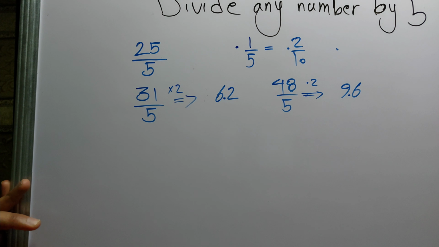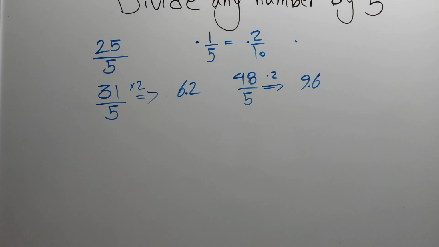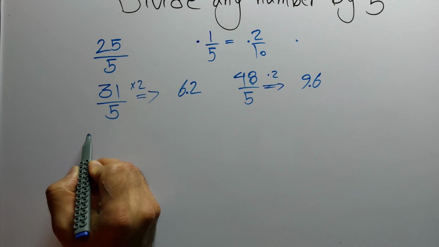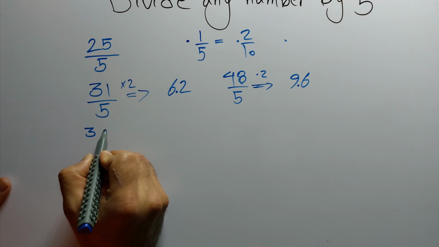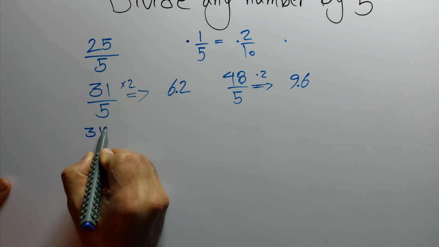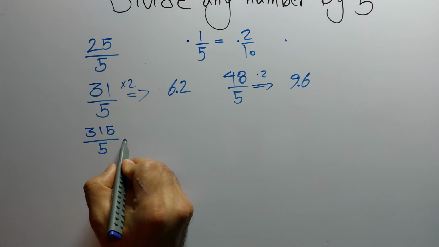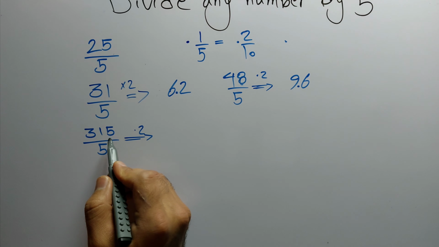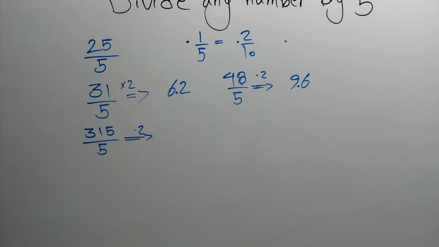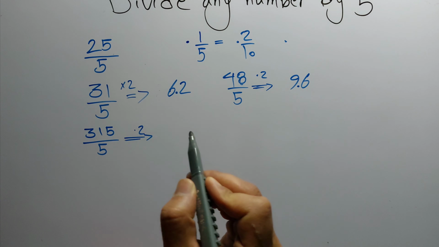So let's go for a 3-digit number here. So let's say you are dividing 315 by 5. So we know that it is divisible by 5. The thing that we need to do here is just multiply each digit by 2. So that's the very basic and elementary thing that we all learn in elementary school. So multiply each digit from the right-hand side by 2.